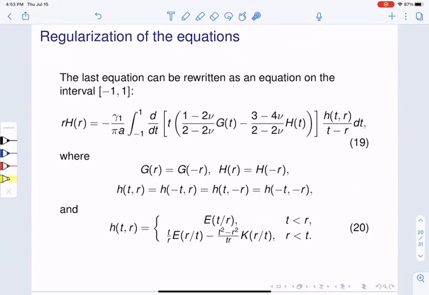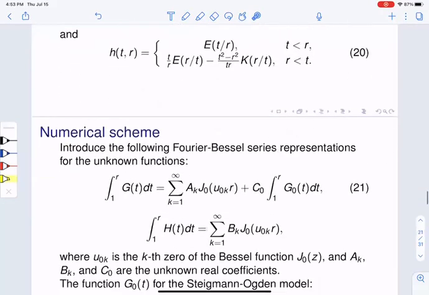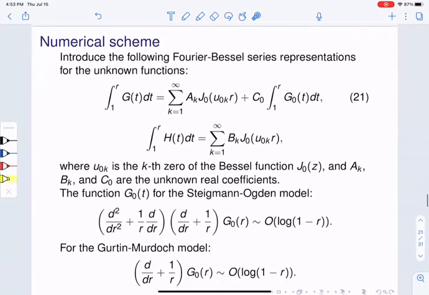Another typical thing which you do in this type of problems is to extend the symmetry from 0 to 1 to -1 to 1, and that makes your equation nicer. Okay, so how do we want to fix these constants?